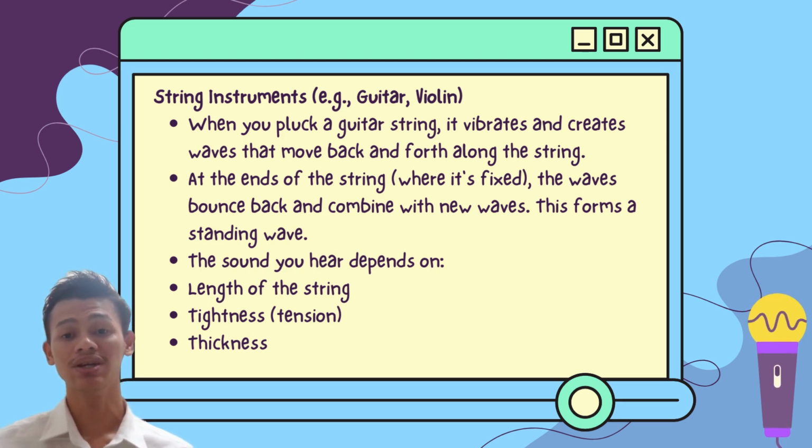The sound you hear depends on the length of the string, where a shorter string makes a higher pitch sound. Second is tightness, which is tension. A tighter string vibrates faster, producing a higher pitch. And lastly is thickness. A thicker string makes a deeper, which is lower, pitch sound.